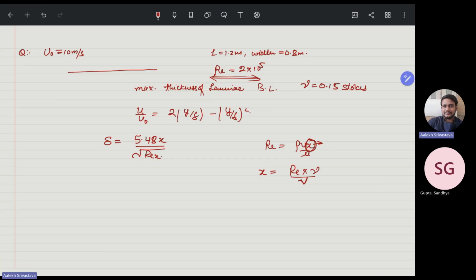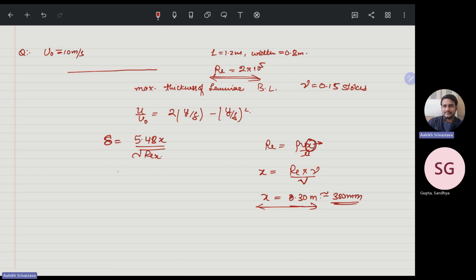Okay, so we will solve Re_x is equal to Re into mu by v. We know the velocity is 10 meter per second, so we'll get x equal to 0.30 meter, or 300 mm. Now we know that after this thickness, it will change to the turbulent region.